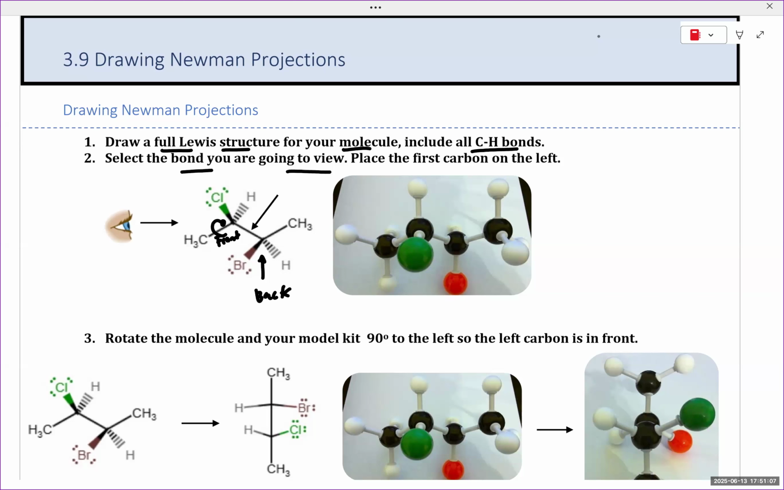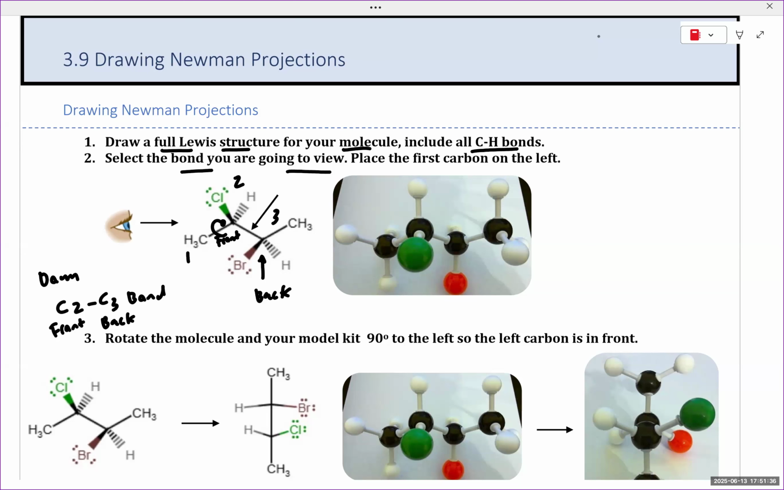Another way to think about it, if I'm using numbering, I'm looking down the C2, C3 bond using this numbering convention. So I'm looking down with carbon 2 in the front and carbon 3 in the back. It's important to be really clear about your perspective to keep things from getting mixed up.